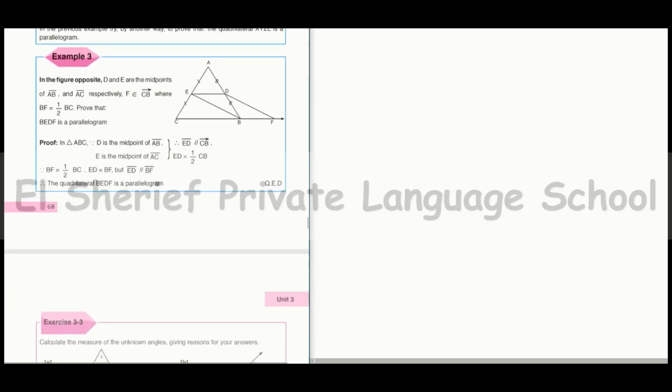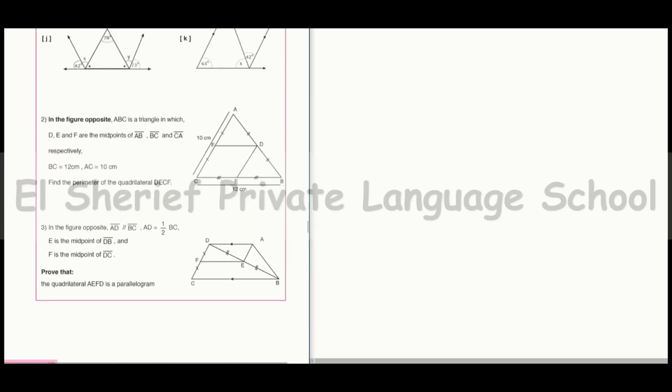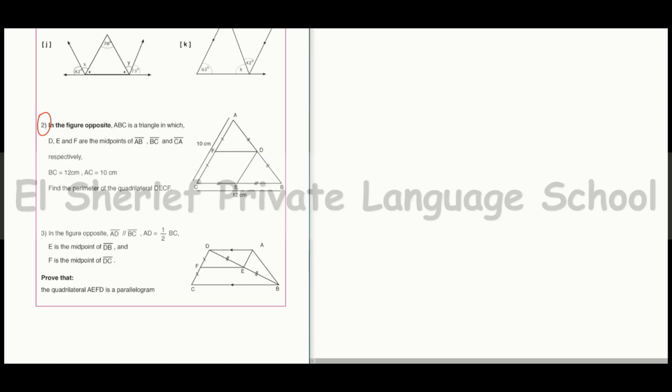Let me take an example and write the proof of it. Example number 2 in the book. In the figure opposite, ABC is a triangle in which D, E and F are the midpoints of the three sides, respectively, AB, BC, and CA. Length of BC equals 12 centimeters, length of AC equals 10 centimeters. We want to find the perimeter of the quadrilateral DECF.